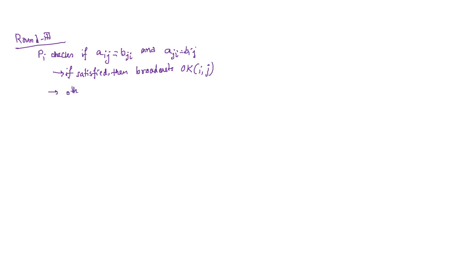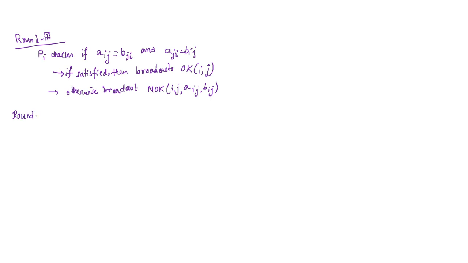Otherwise, broadcast NOK i, j, and also its own value computed from its end. So it has computed Aij and Bij, right? So these values are also broadcasted to everyone. This is what happens in round 3.